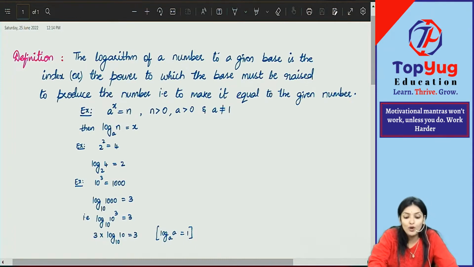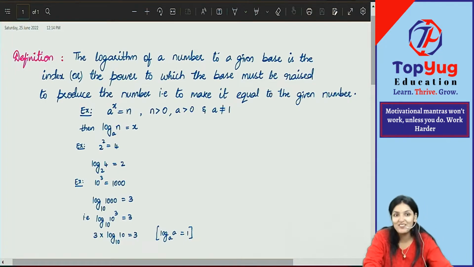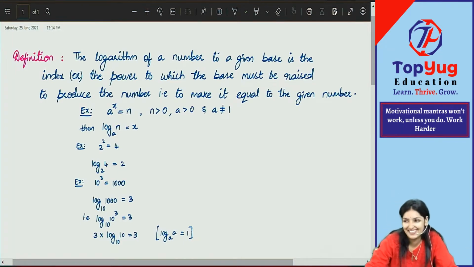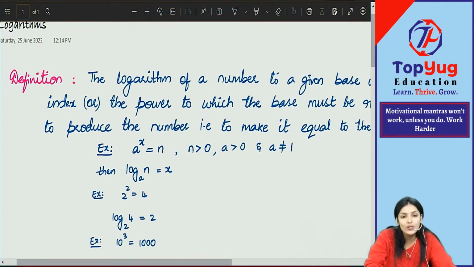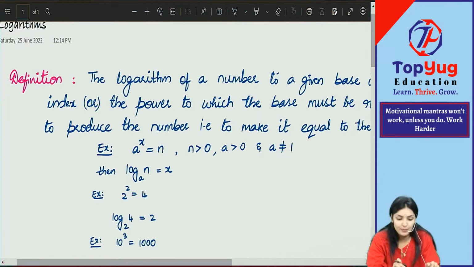The logarithm of a number to a given base is the index or the power to which the base must be raised to produce the number, that is, to make it equal to the given number. Now you will say, ma'am, I didn't understand anything, right? Okay, I'll explain. Can you all see an example over there? 2 square is equal to 4. And now I have written log 4 to the base 2 is equal to 2. Now I am going to correlate the example with the sentence.